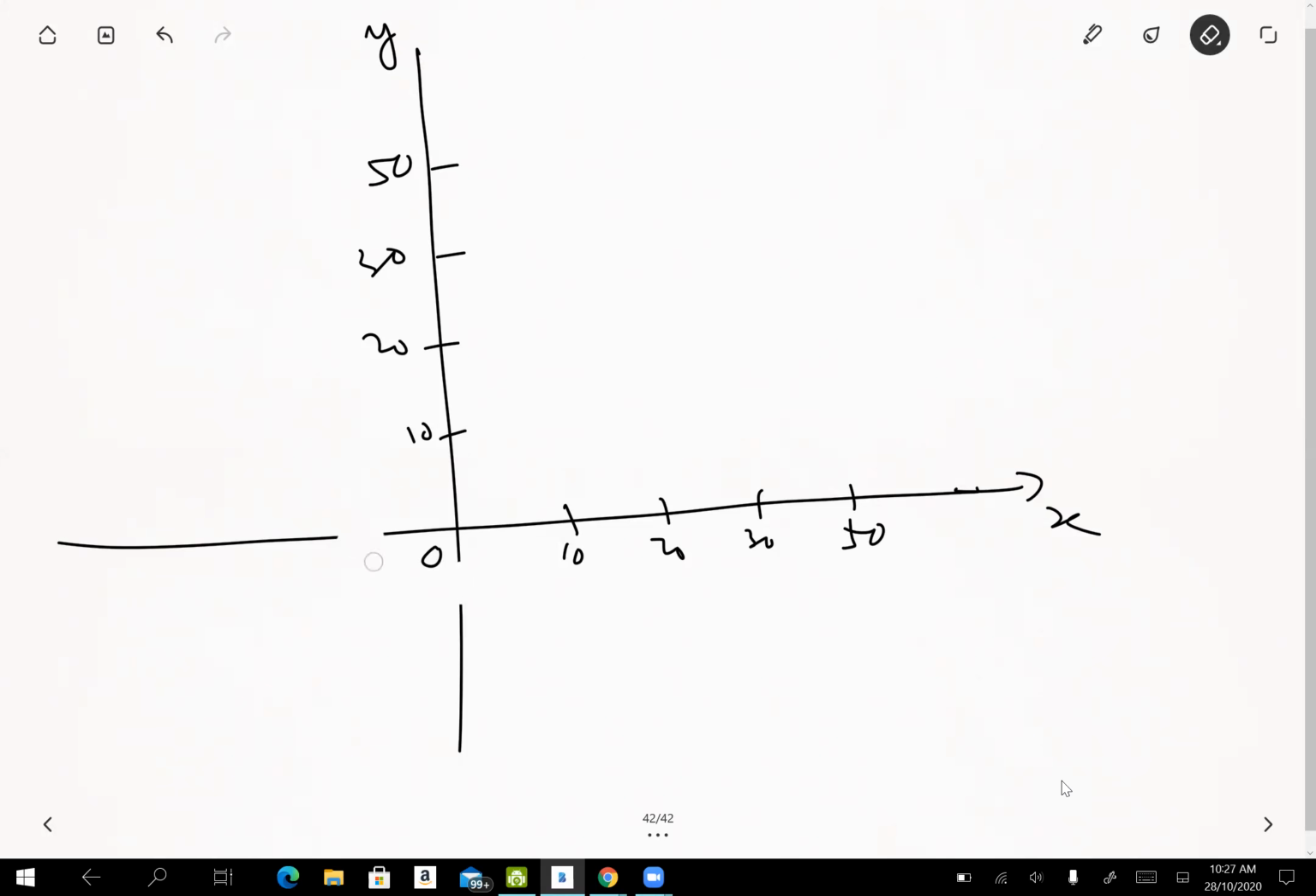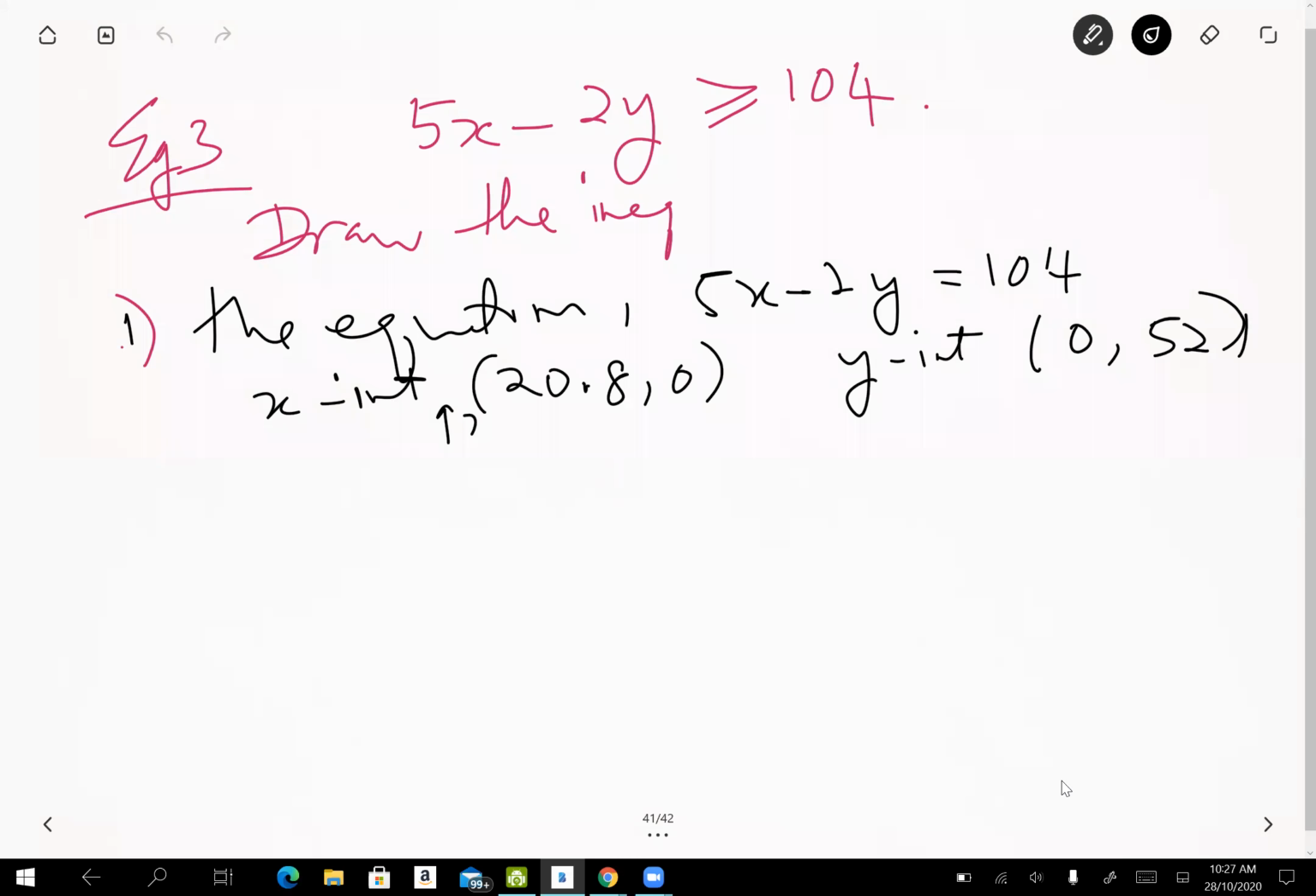Okay. Sorry, sir. The y-intercept is 0 and negative 52. So negative 52? Yes. Okay. Nobody told me when I said 52, you kept quiet. So negative 52. Thank you very much.